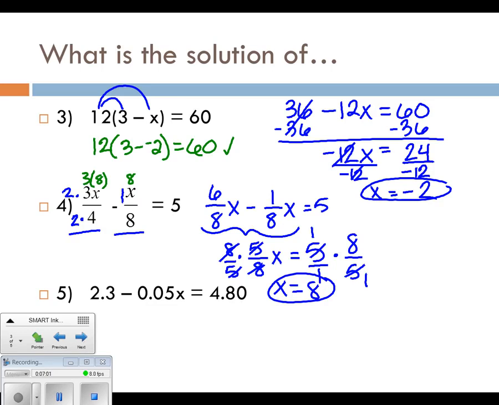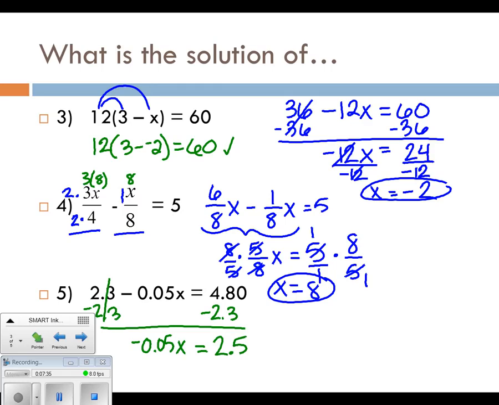The last problem, we have decimals. 2.3 minus 0.05x is the same as 4.80. So to get that x alone, we first want to subtract the 2.3 from both sides. So this is 0, so I'm left with negative 0.05x, and that's the same as 2.5.